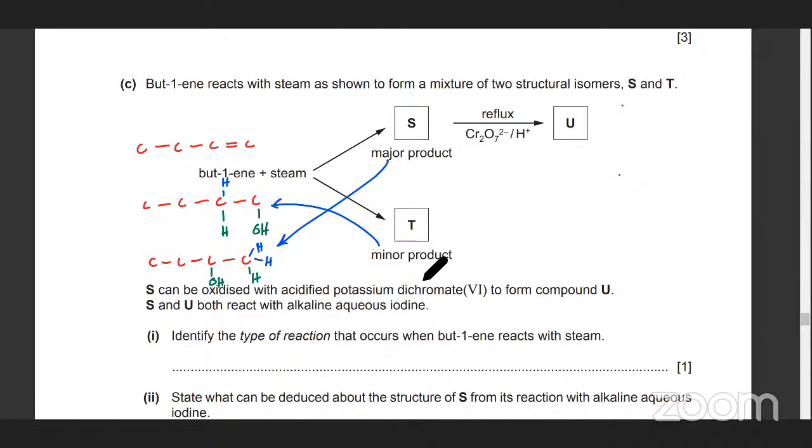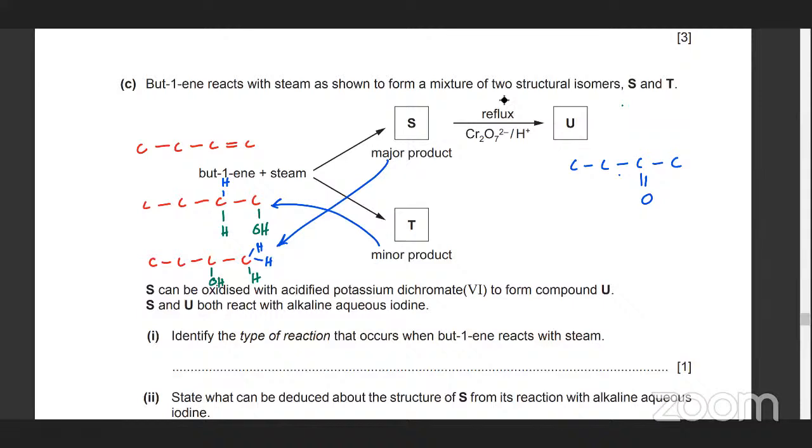And then he's saying S can be oxidized, the major product. He's talking about the major product to form compound U. So it's a secondary alcohol. What happens if you oxidize it? It would turn into a ketone. The OH part is going to turn into a ketone, and ketones are resistant to oxidation. And the minor product is the first one.